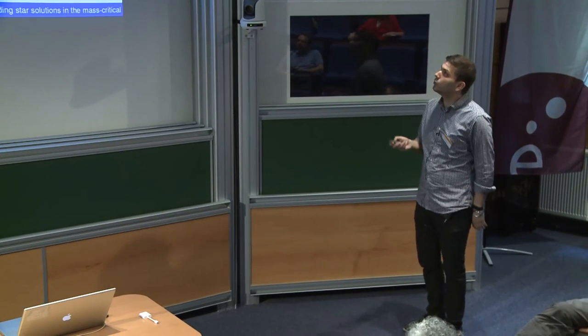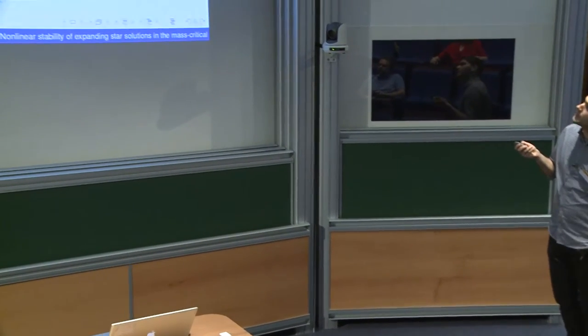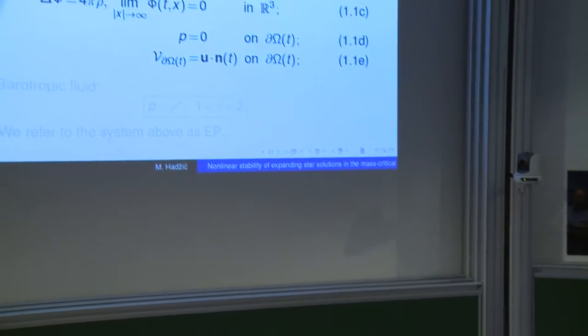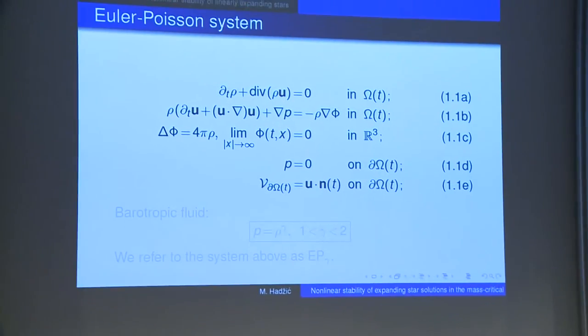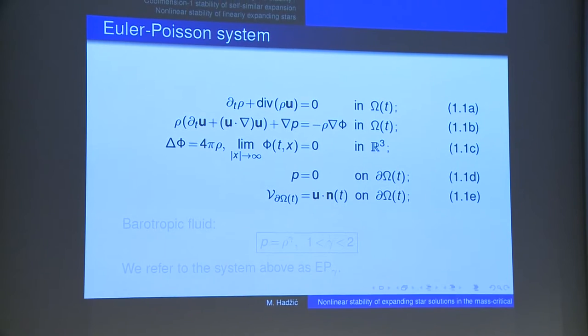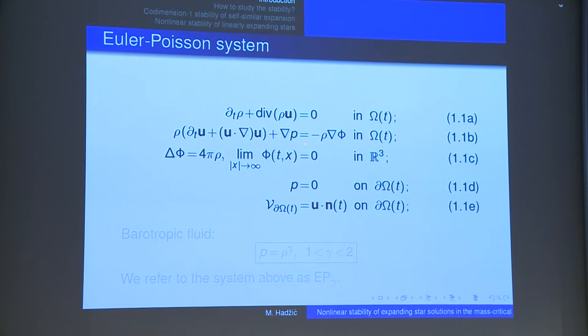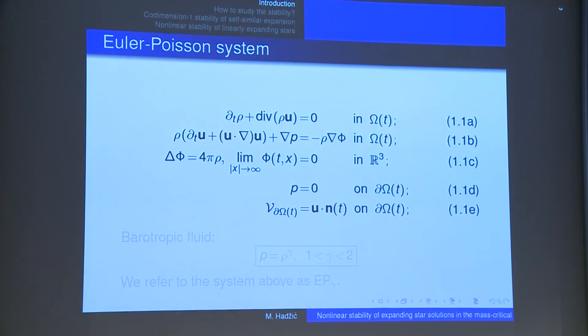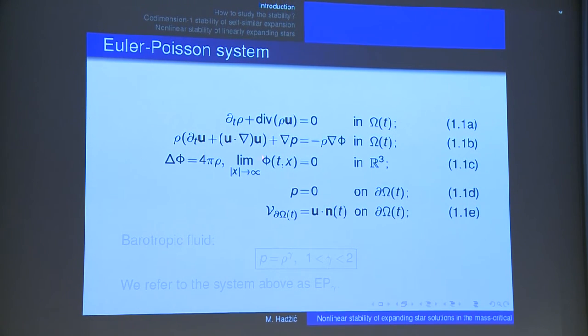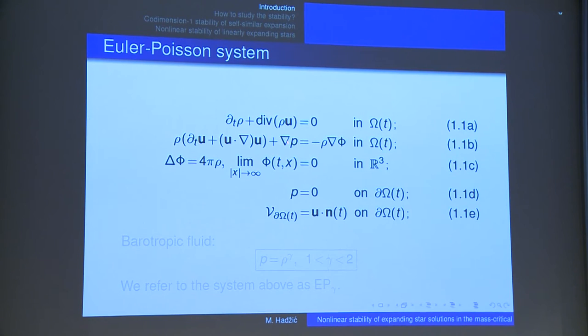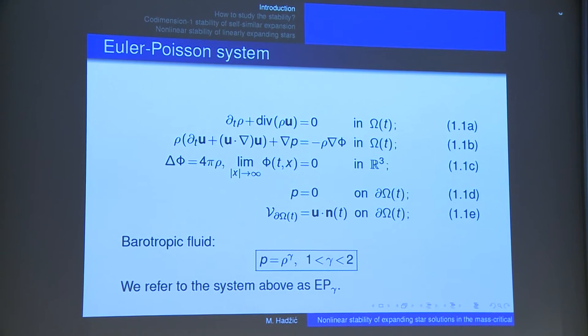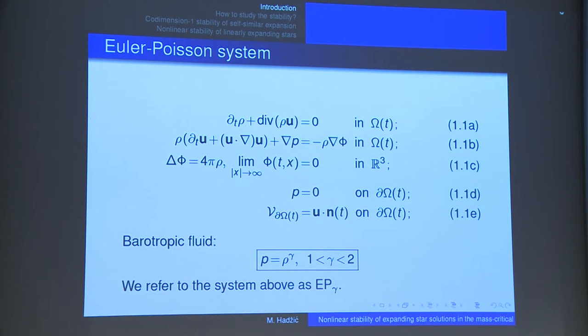Now, if you count the unknowns, you will notice that there is one superfluous unknown here, namely the pressure. There is no evolution equation for pressure, and you need to prescribe a further equation or a relation to actually close this system. There is one equation for rho, three for u, one for phi, but there is nothing for pressure. And this is typically done by prescribing the so-called equation of state.